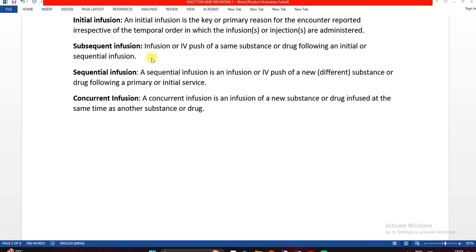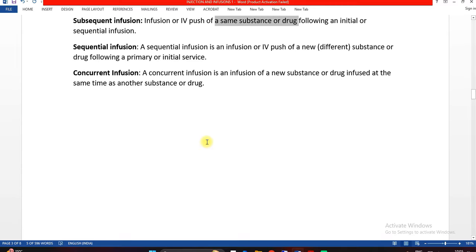For subsequent infusion, the most important keyword is same substance or drug. In the documentation, if we see that the patient receives an infusion of the same drug after the initial infusion, you need to consider it a subsequent infusion.